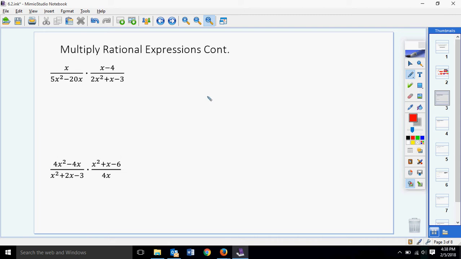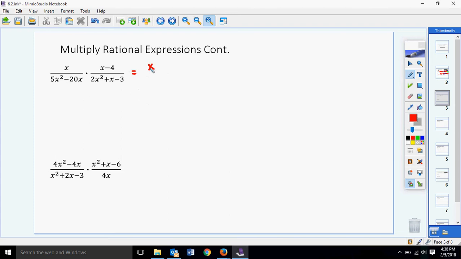Multiplying rational expressions continued. So this is more practice of the problems that you're going to see on WebAssign. So if at any point you want to pause the video and practice it on your own, play the video and see if you get the same answer as I got, that is a great idea and an awesome way to practice your skills. So I'm going to continue to do this one.